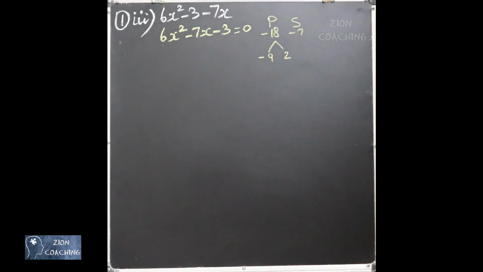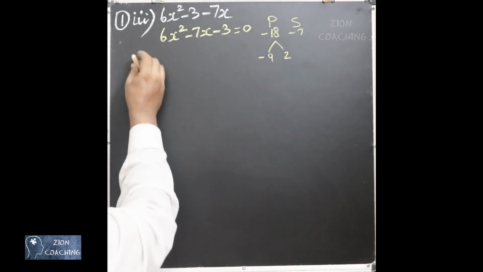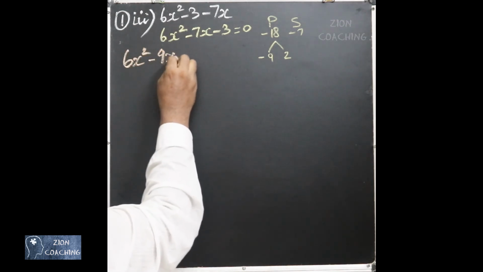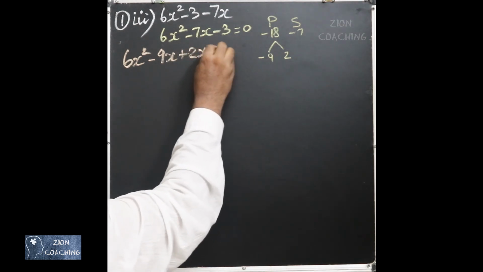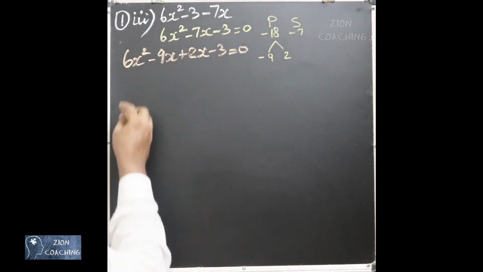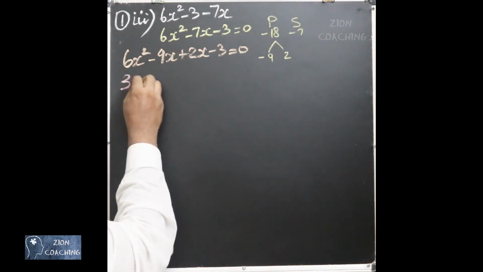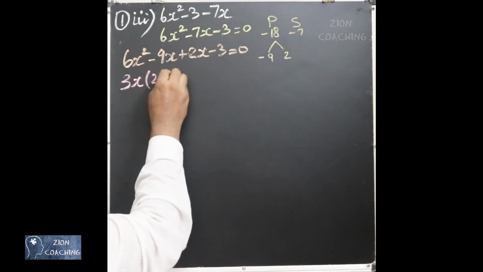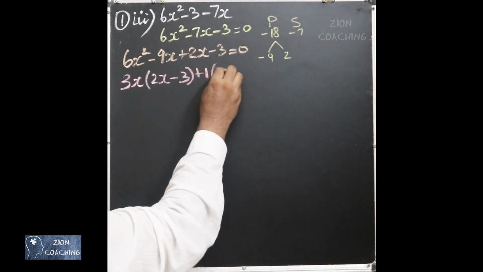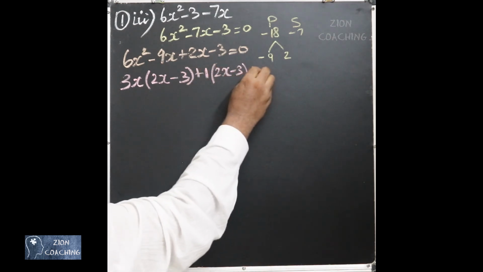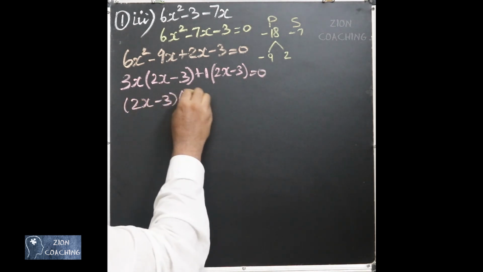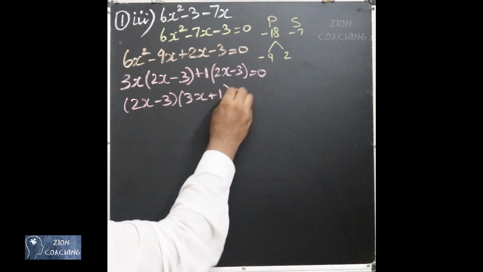So the given quadratic polynomial can be written as 6x squared minus 9x plus 2x minus 3 equal to 0. Now in the first two terms, you can pull out 3x commonly outside, so you have 2x minus 3. In the last two terms you can pull out 1 commonly outside, so you have 2x minus 3. This can be written as 2x minus 3 into 3x plus 1 equal to 0.